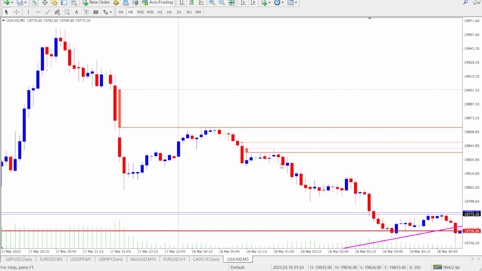So these fair value gaps act as liquidity zones where institutions may step in, making them useful areas to watch for reversals or continuations.